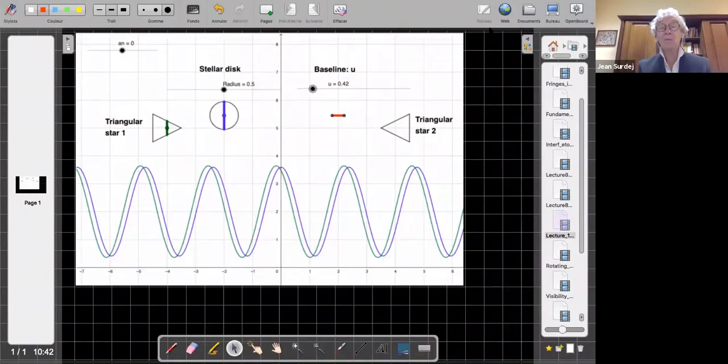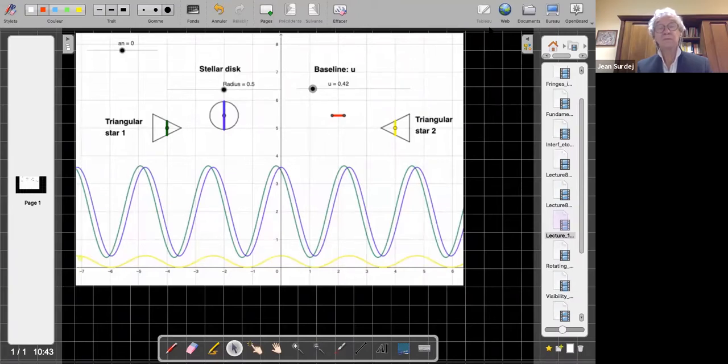Let's finally consider the case of the second triangular star seen here, and similarly, the small central surface element shown here in yellow color gives rise to a system of fringes with maxima and minima reaching zero and centered at x equals zero. And let's visualize the contribution of the stripe passing through this small surface element, and also that due to all the other stripes.